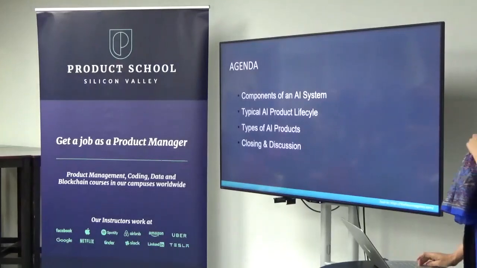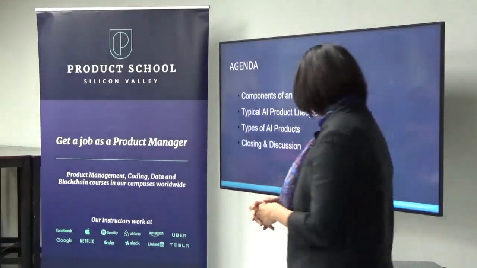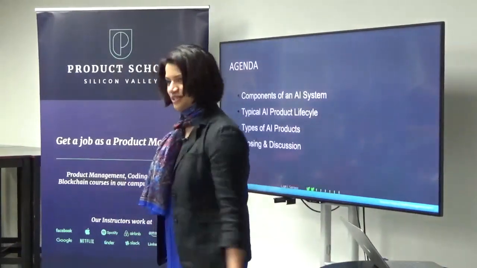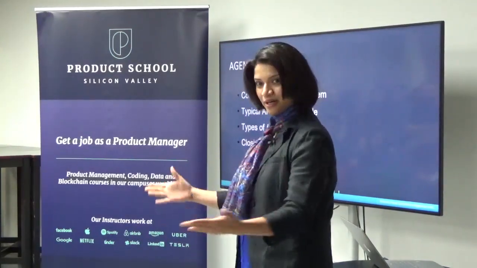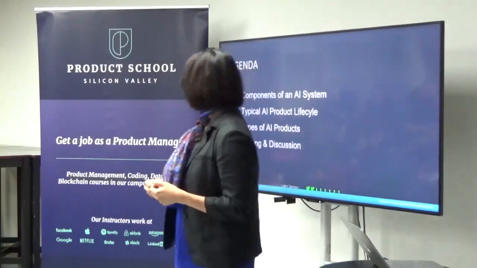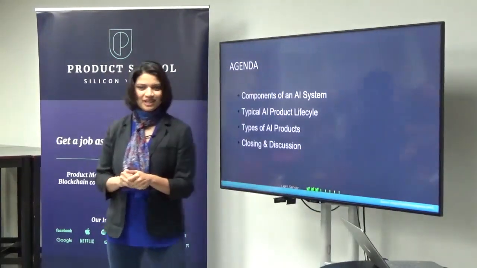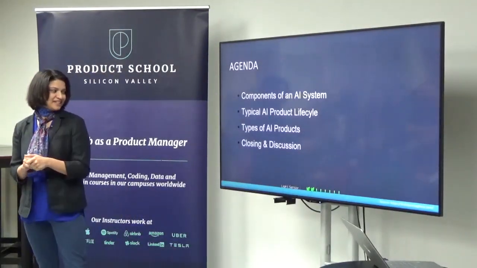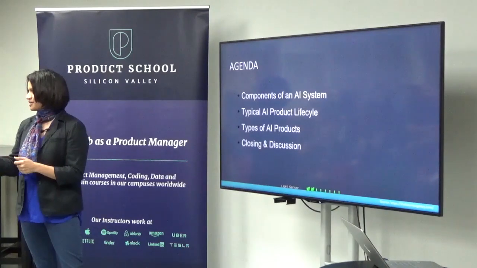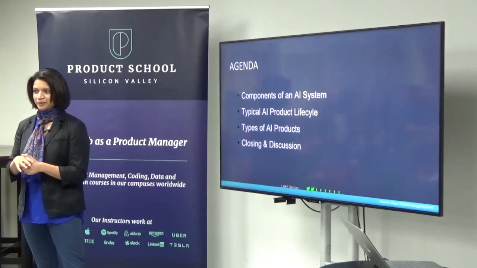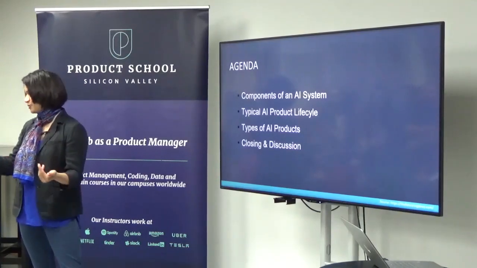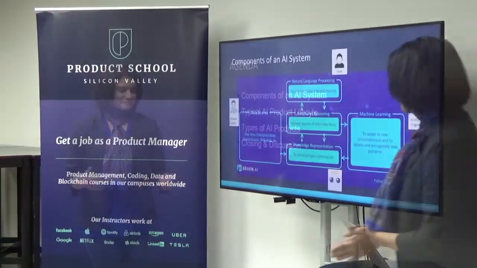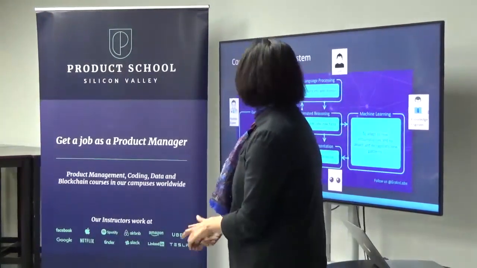Okay, so agenda. Finally, we get to your slide. So this is what I'll cover today. What are the components of an AI system? What is the AI product lifecycle, like Brian mentioned? And what are the types of AI products? And then I want to reserve a lot of time for Q&A, so we can have a discussion and get your feedback on, hey, what is most valuable here? Where would you like to go deeper? Components of an AI system. I touched upon this earlier.